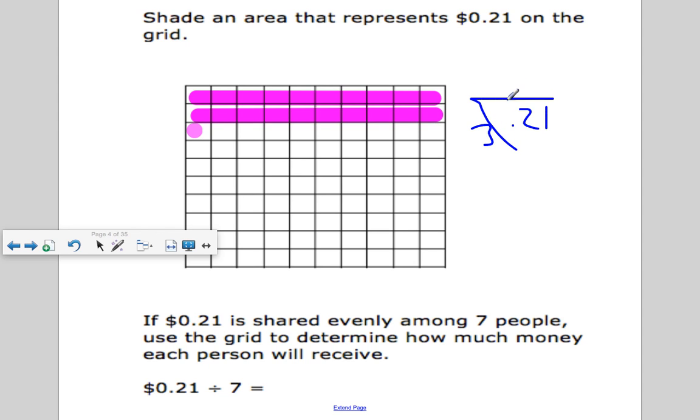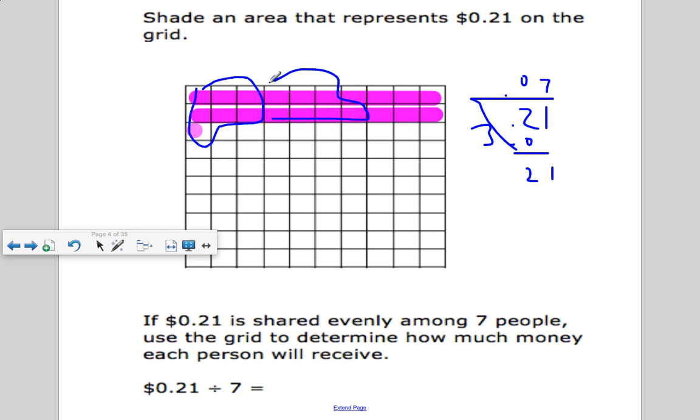Can 3 go into 2? No. 0 times. Make sure you note that. Bring down the 1. How many groups of 3 go in 21? 7. So each person will get the rich amount of 7 cents.